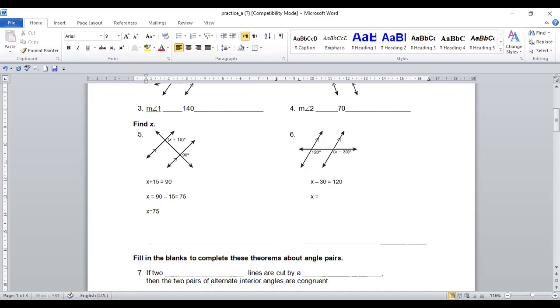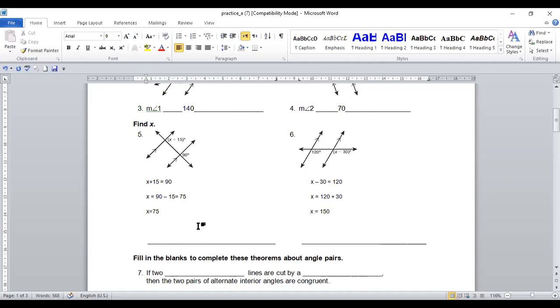X is going to be equal to 120 plus 30. So x is going to be equal to 150. In fact, you can solve it mentally too. You don't have to follow all this, but yes, it is needed. So x is going to be equal to 150 degrees.